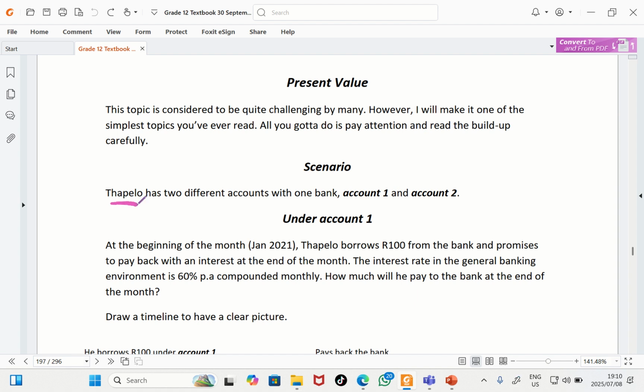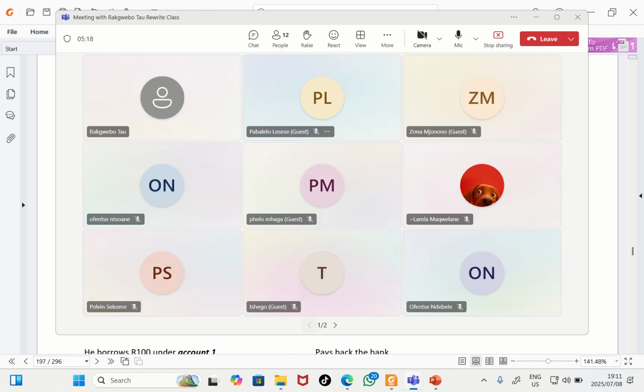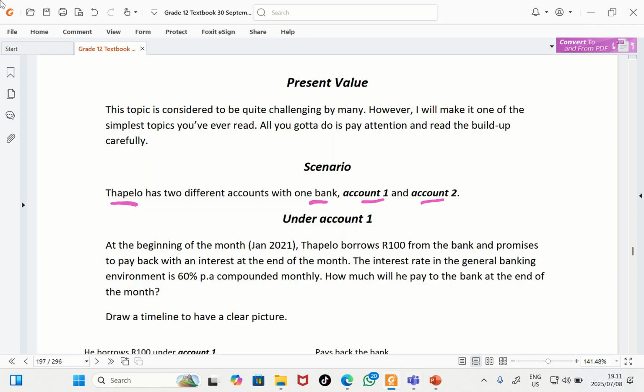So this guy Tapelo has two different accounts with one bank. Let me not say Capitec, but he's got a bank, and under that bank he's got two accounts: account one and account two. You guys know about that? You know that is possible, right? Yes. Okay, sure. All of you have money. So now, under account, look at what happens.